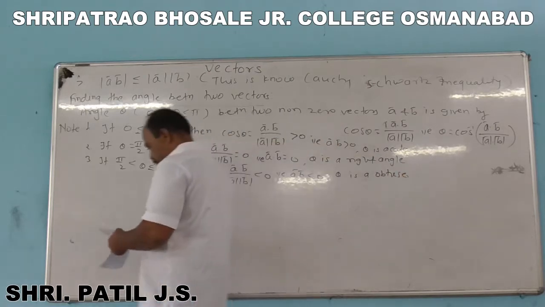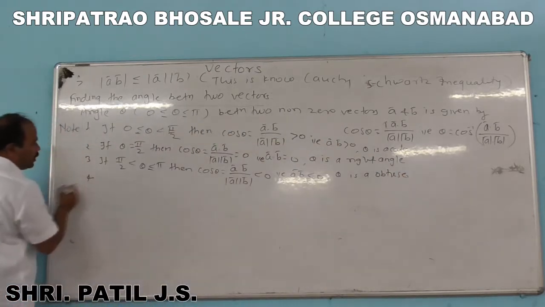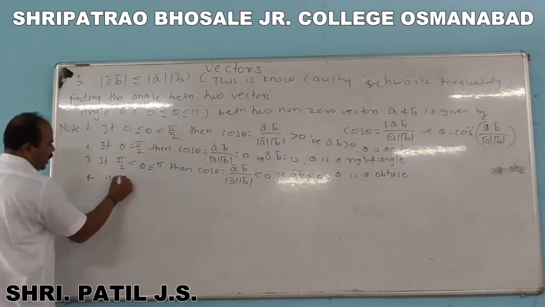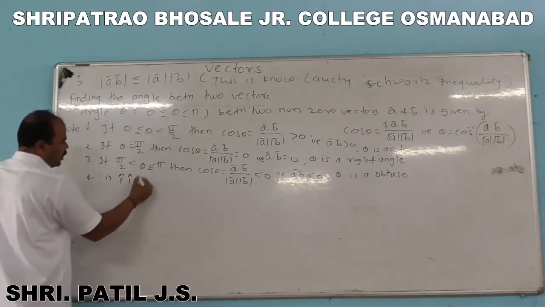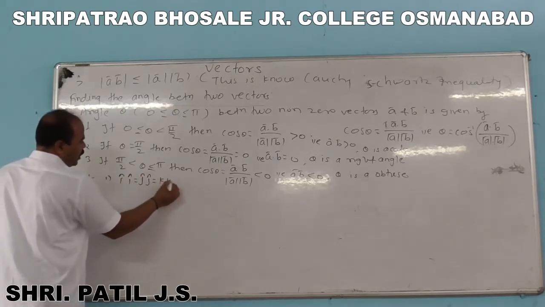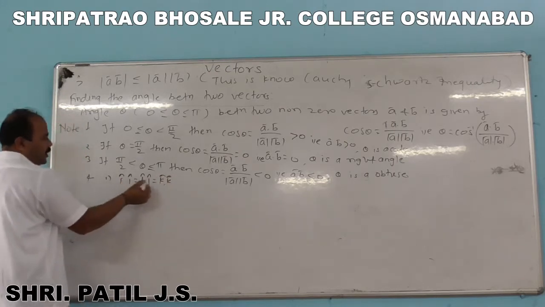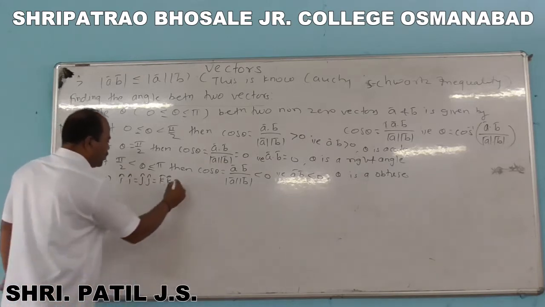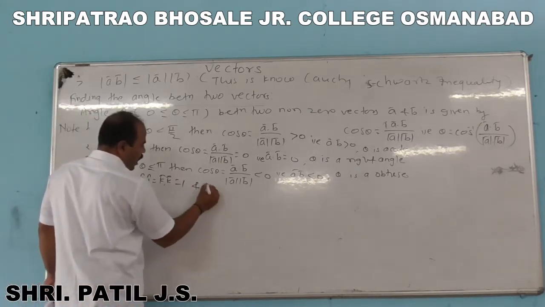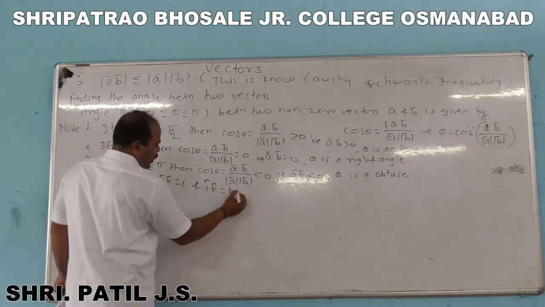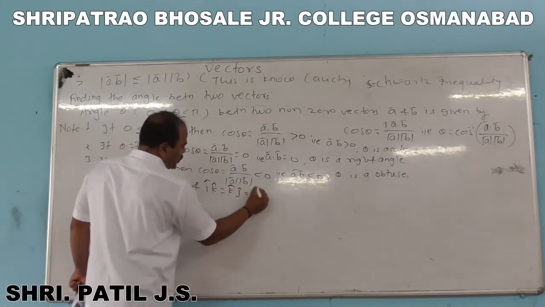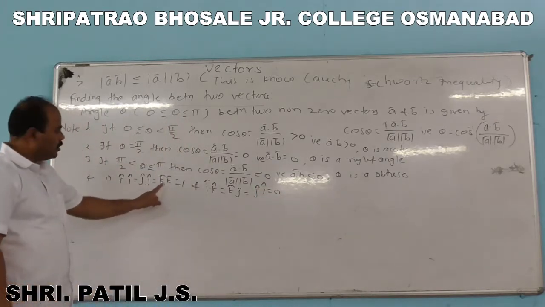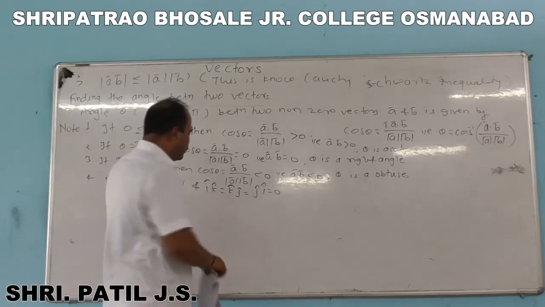Next, in particular, the unit vectors i, j, k. First, i dot i is equal to j dot j equal to k dot k. These i, j, k mean unit vectors along the x-axis, y-axis and z-axis. This is equal to 1, and i dot j, j dot k, k dot i equal to 0. When the same, it is 1; when different, it is 0.